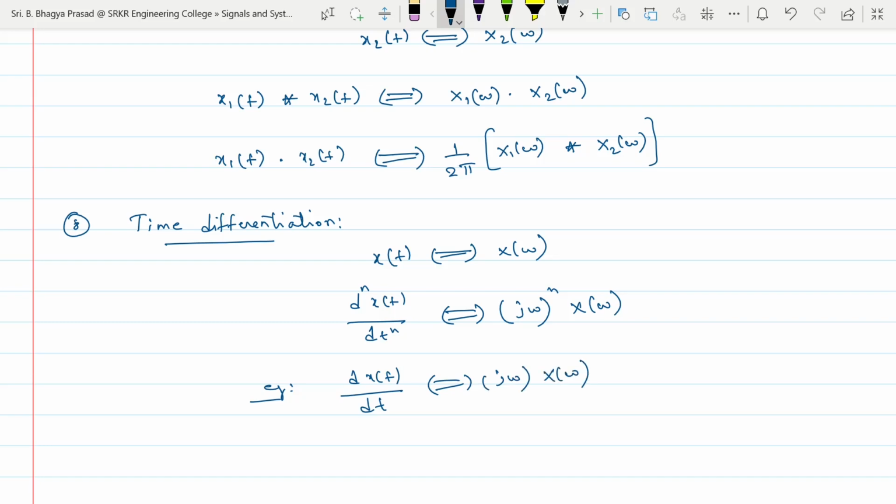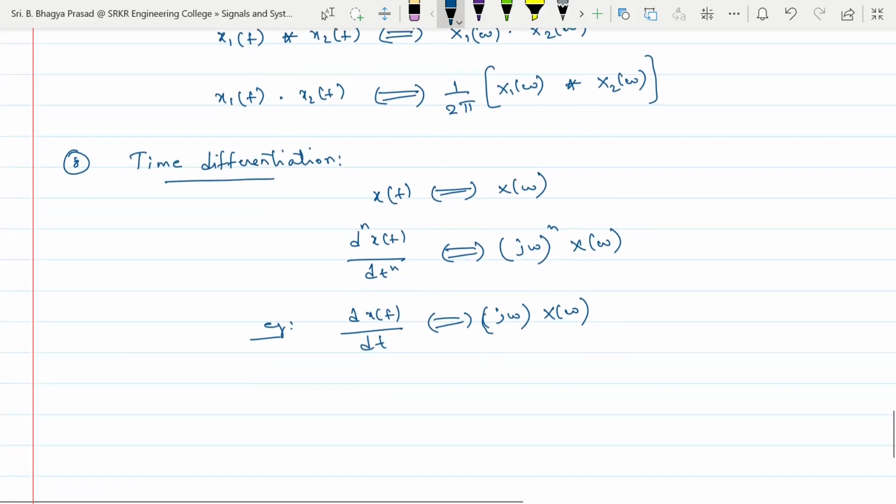If you take the two time derivative, that is d square x of t by dt square, it will be j omega whole square, that is minus omega square x of omega.